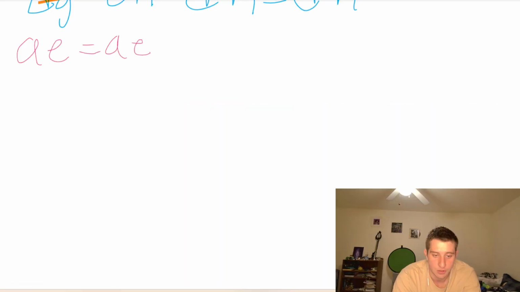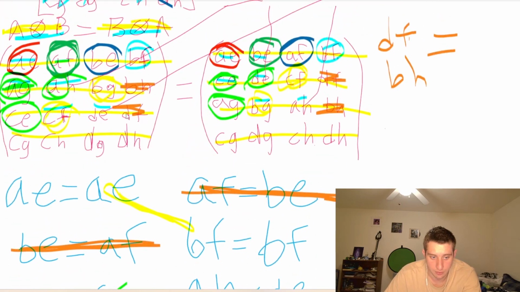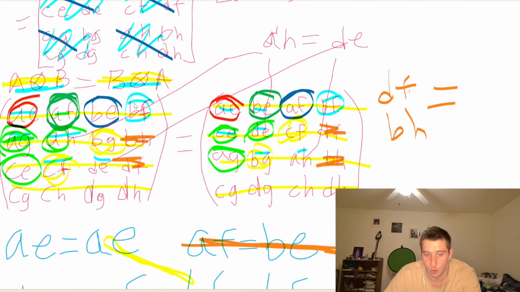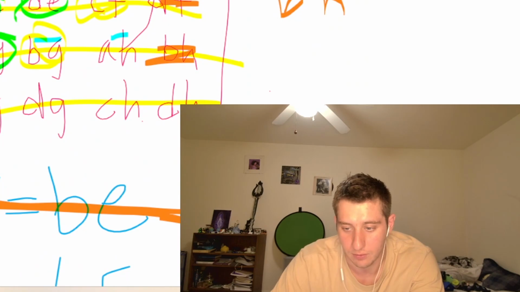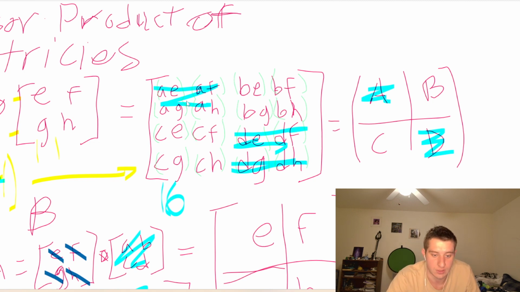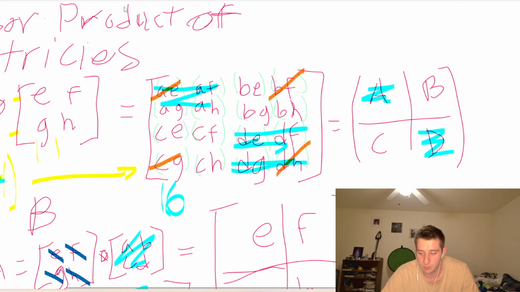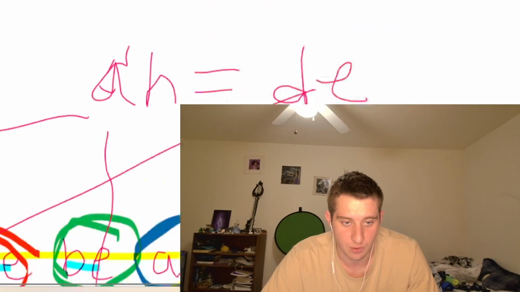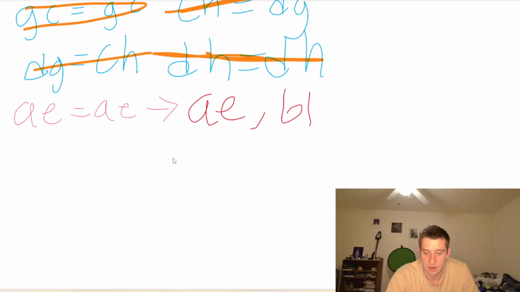So we have AE equals AE. We're just going to call AE a fundamental pair. Okay, we'll put it in red. Now also, if we look at this, the corners are fundamental pairs. If we take a look at one of the original matrices, the four corners are these fundamental pairs that will always equal themselves. So we're going to set those aside, and those are AE, BF, CG, and DH.